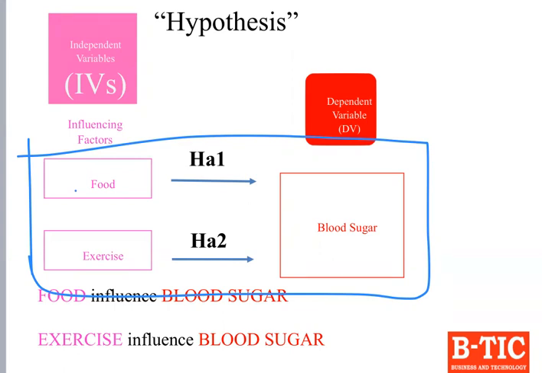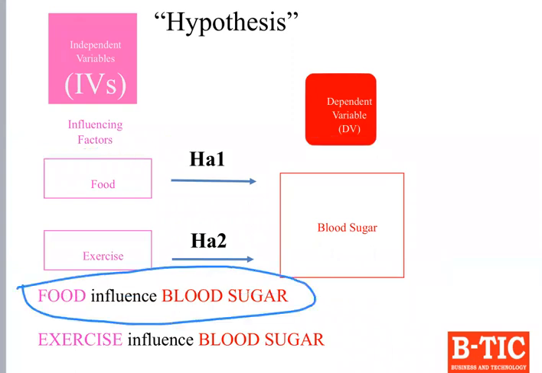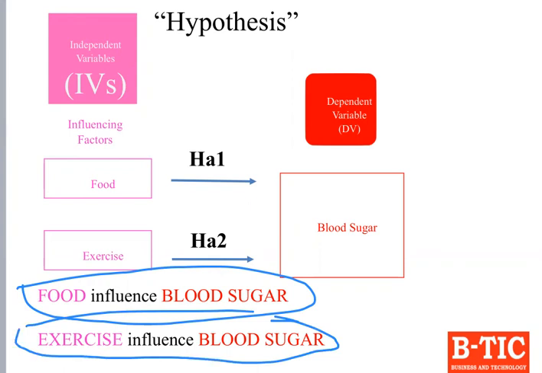So the first hypothesis is this: the food you consume influences the blood sugar. The second is that exercise influences the blood sugar. At the moment you only believe this, because according to the literature only, we have come up to this point. We didn't do any research. From this point onwards, we have to do research and test whether food influences the blood sugar of this patient or exercise influences the blood sugar of this patient. That is what we have to do, testing hypothesis.